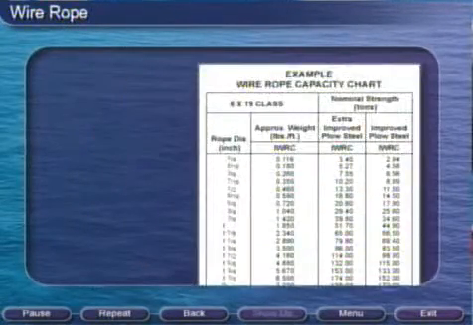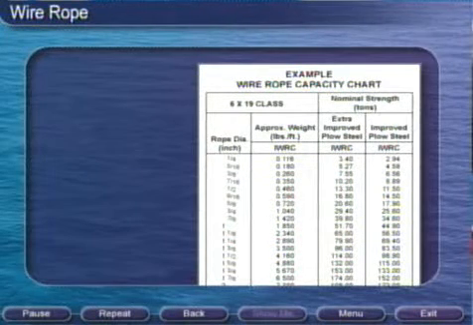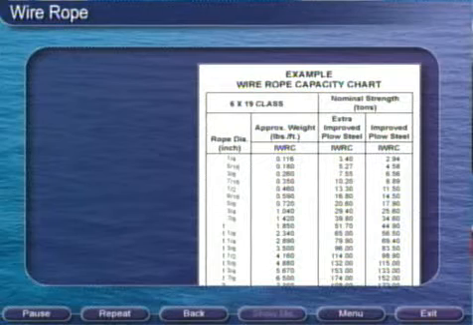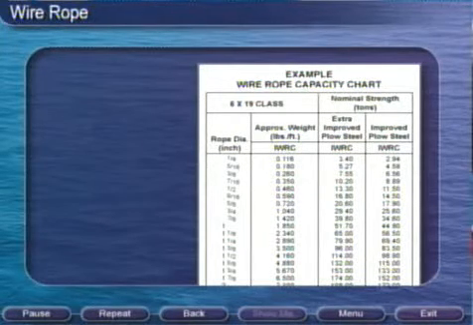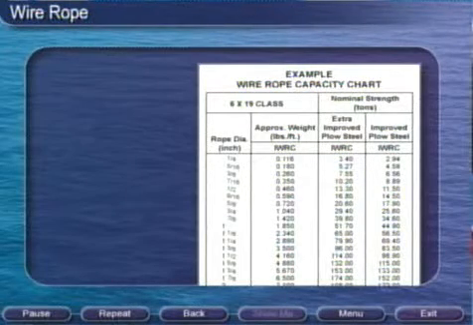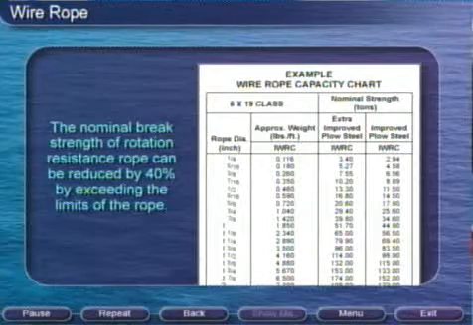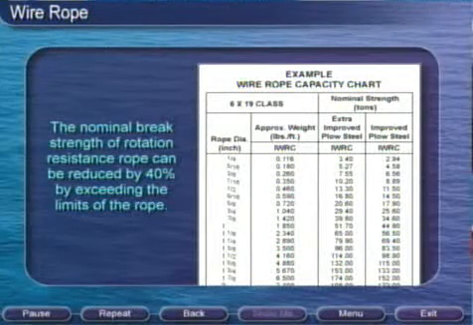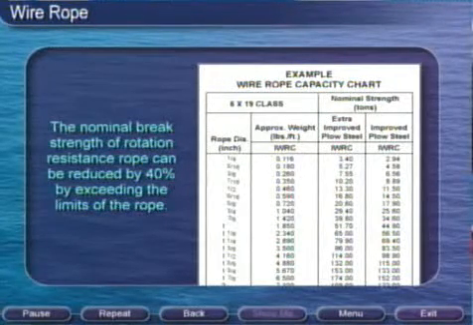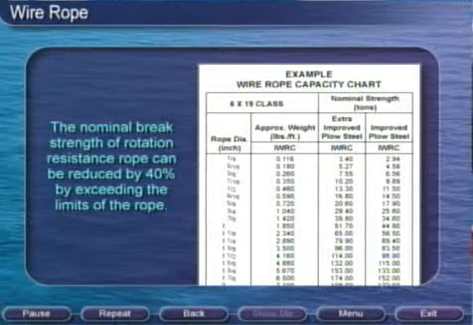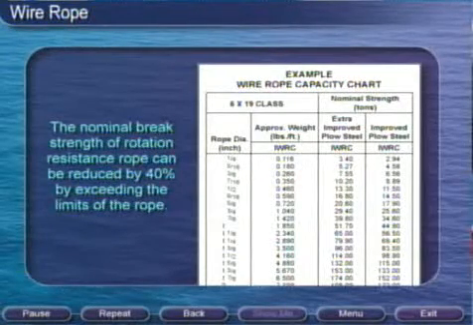Rope load limits can be determined by looking at the wire rope capacity chart, which is located in the cab. The chart shows the maximum load that can be lifted with different diameters and types of rope. Never, under any circumstances, should these limits be exceeded. The nominal break strength of rotation resistance rope, for example, can be reduced up to 40% by exceeding the load limits of the rope. Okay, it's time for a break to check on your progress.